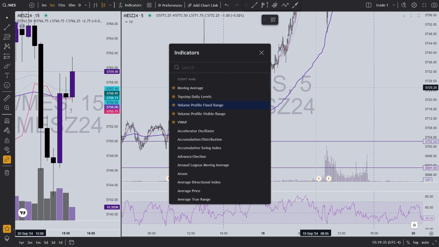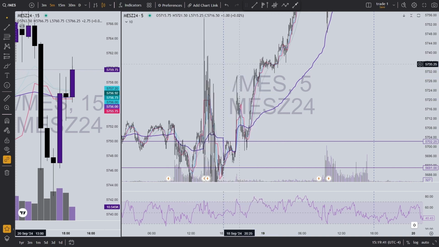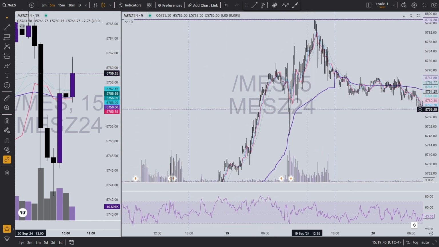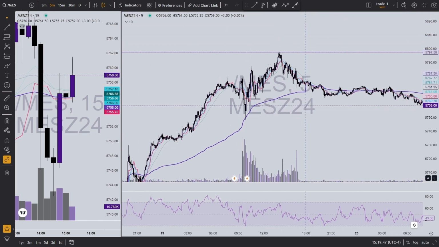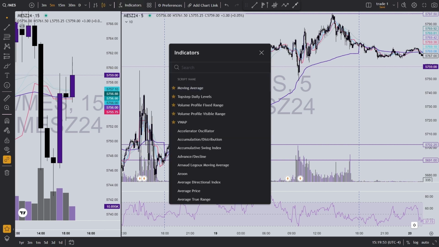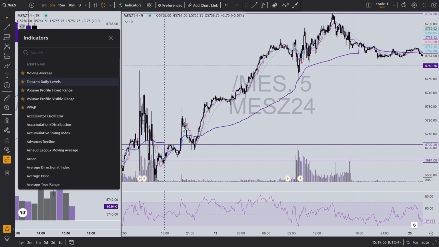So fixed range volume is what we'll go over today. I can go over visible range at some other time, but essentially this is taking the tool and going from a range that is fixed, instead of the visible range, which will move with the market. So this is basically taking all of the information from the point in which I drag it over to the point in which I end the drag.